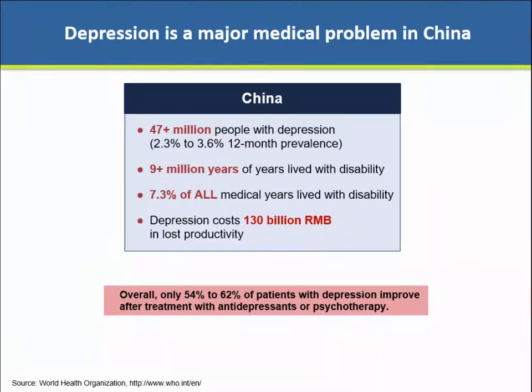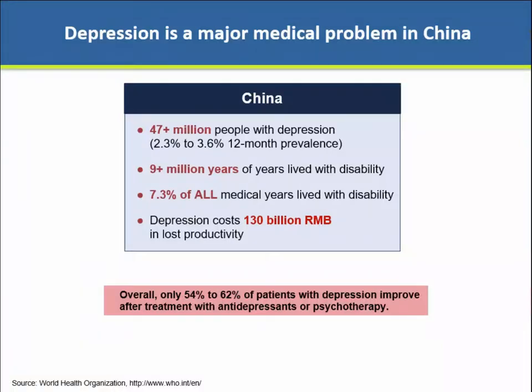Of course, depression is a serious medical condition in China as it is across the world. In China, the estimated 12-month prevalence rate is about 3%, which represents about 47 million people suffering from depression. It's also a very disabling condition, and it's estimated that over 9 million years are lived with disability, representing 7.3% of all medical causes of disability. There are also great economic costs to depression, and it's estimated that depression costs the economy over 130 billion RMB in lost productivity.